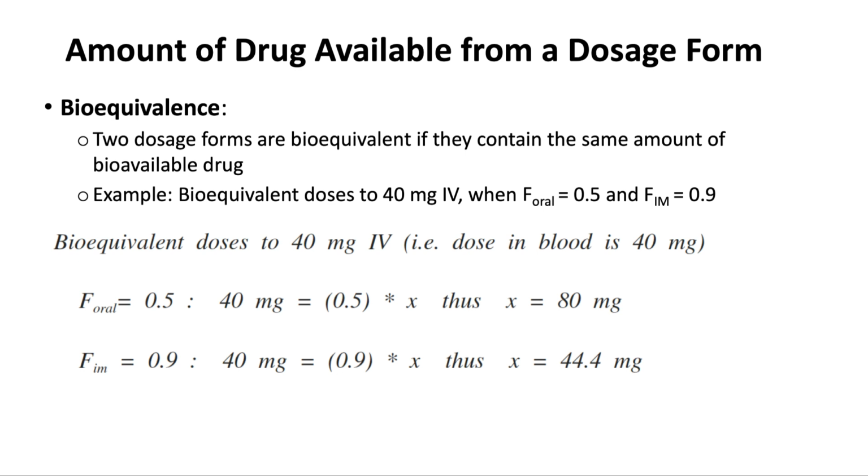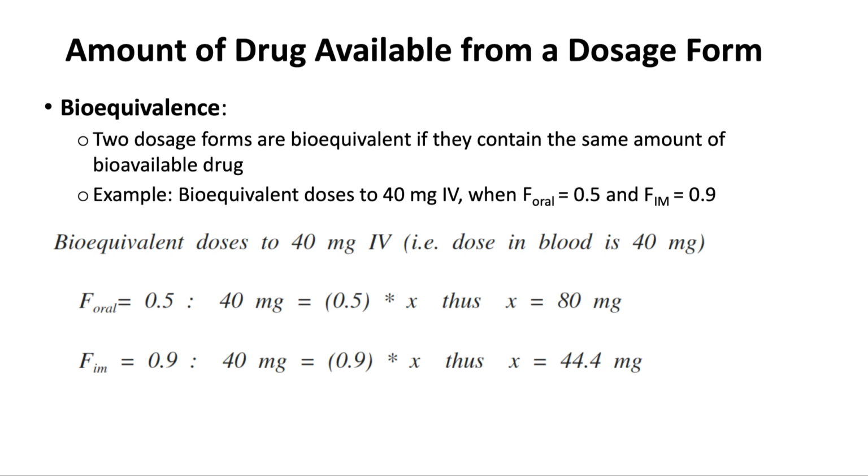All right, so let's start with the first example with our oral dosage form. We know that the bioavailability factor, or F value, for our oral form is 0.5. So we're going to set up the equation as 40 milligrams, which I'll remind you represents the dose in the blood, the dose we want to obtain in the blood, is equal to the F factor, which in this case we said was 0.5, times X. And in this case, X represents the dose to administer of the oral form.